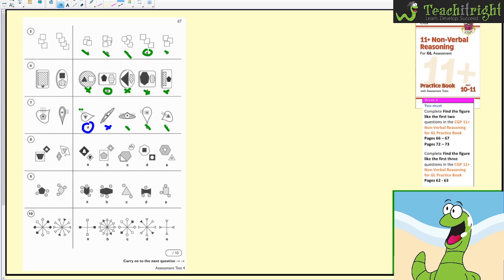Okay, so that's something. So C can be eliminated, they're not pointing in opposite directions. D has different shapes, E has different shapes. So we've got here trapezium pointing down, trapezium pointing up, pentagon pointing down, pentagon pointing up. Now it looks as though the square has been turned, the outside diamond has been turned.